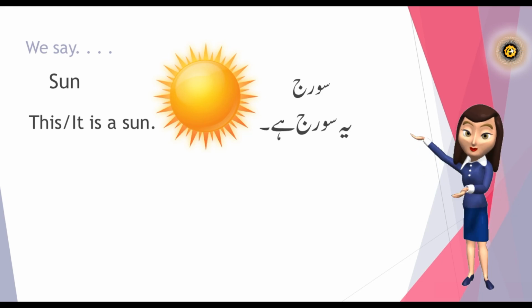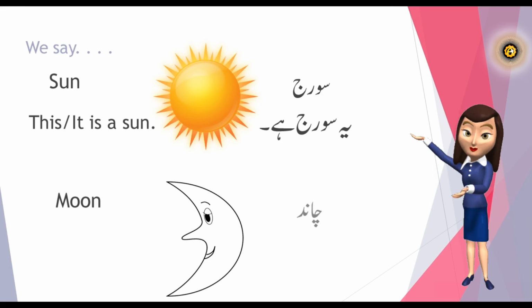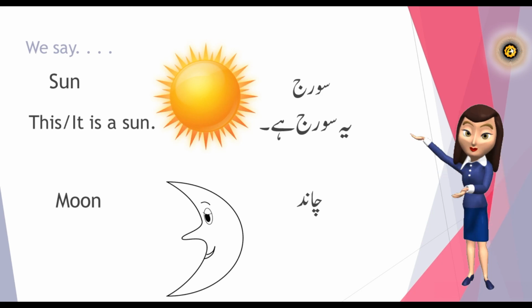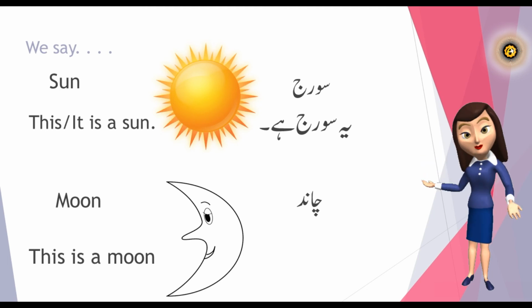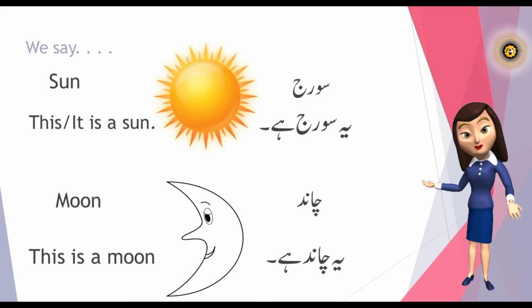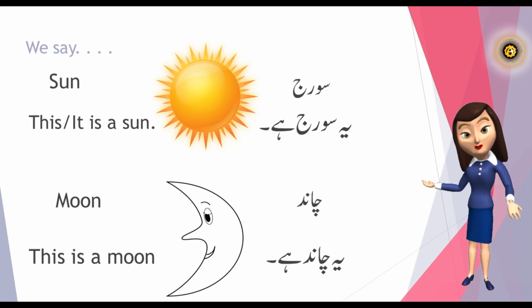Alright, then we say moon. In English, moon. And in Urdu it is chaand. Then we say this is a moon or it is a moon. And in Urdu it is ye chaand hai and ye ek chaand hai. This is a moon. Ye chaand hai.